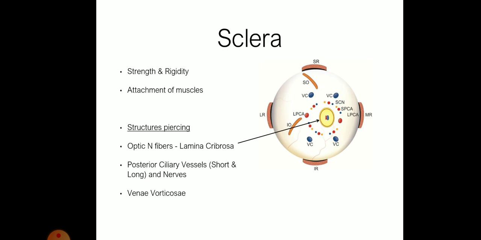Then the next structure that pierces the sclera, more anteriorly, along with the attachment of the muscle, is the anterior ciliary vessels. So these are the 4 structures that pierce the sclera: the lamina cribrosa, the posterior ciliary vessels, short and long, and nerves, the venae vorticosae, and the anterior ciliary vessels.